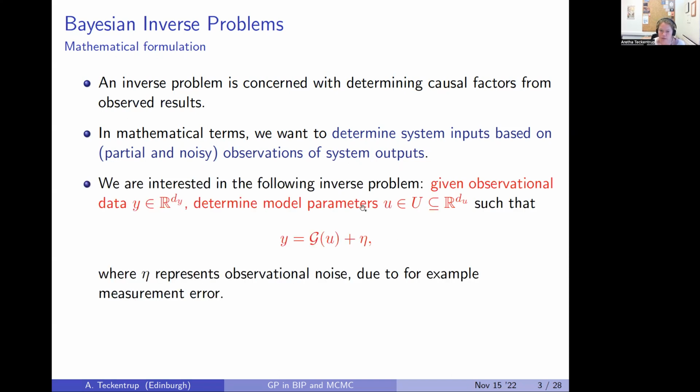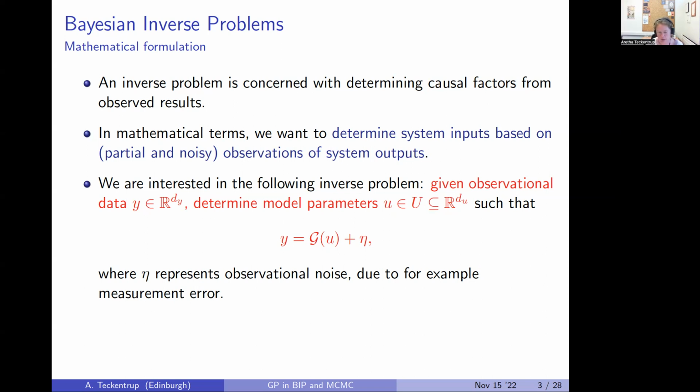So mathematically, that will look something like this. So we assume that we have some unknown parameters u. This is what we want to determine. We can't measure u directly. What we can measure is g of u. So g is some observation operator here. And then we get our data y. And typically this is corrupted by some noise. So the eta here represents observational noise, which, for example, comes from measurement error.